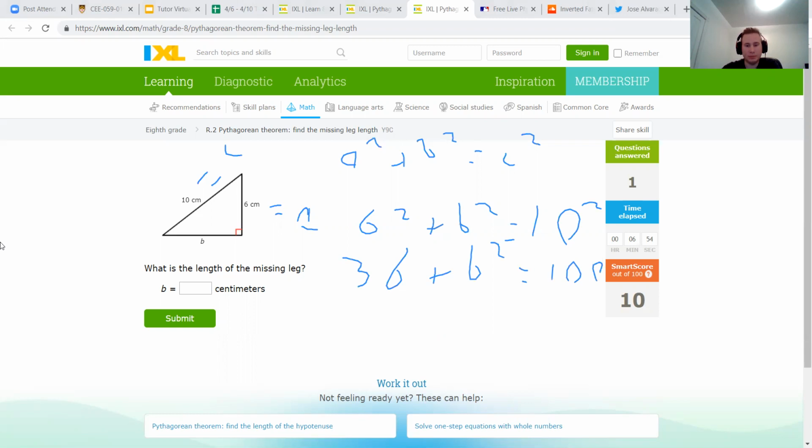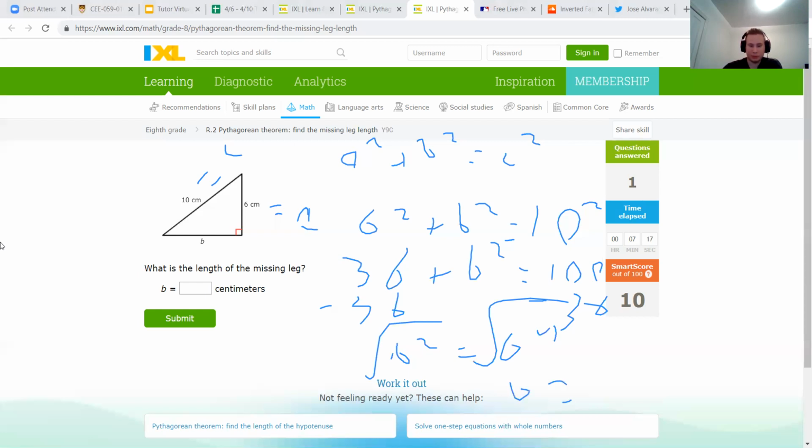And then subtract 36 from both sides so you can get B squared by itself. So B squared equals 100 minus 36. That should be 64 if you do the subtraction. So B squared equals 64. Take the square root of both sides, and you'll have B equals 8, and this time the units are centimeters. So let's confirm that that's correct.